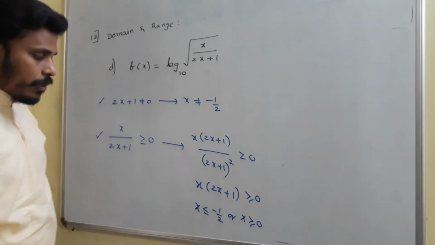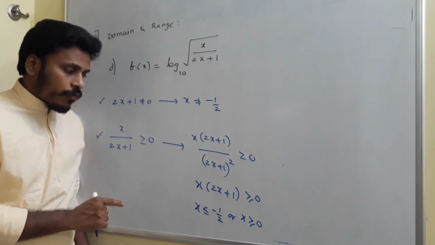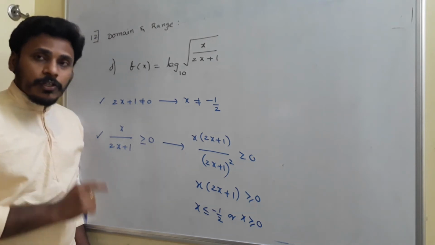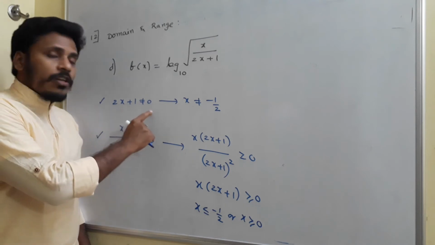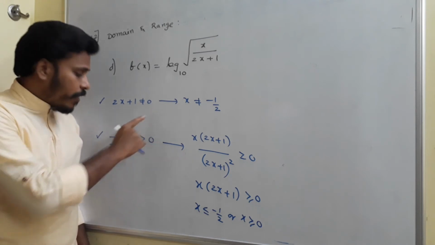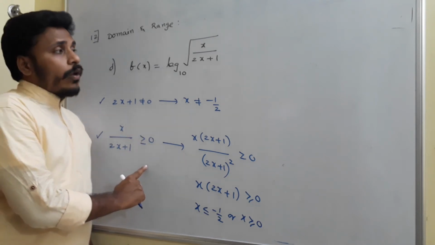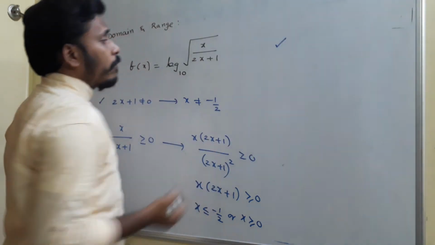These are the possibilities: x is less than or equal to minus 1 by 2, or x is greater than or equal to 0. Okay. So this restriction is from the fractional form. This restriction is from the square root form, and from the logarithm we have one restriction.